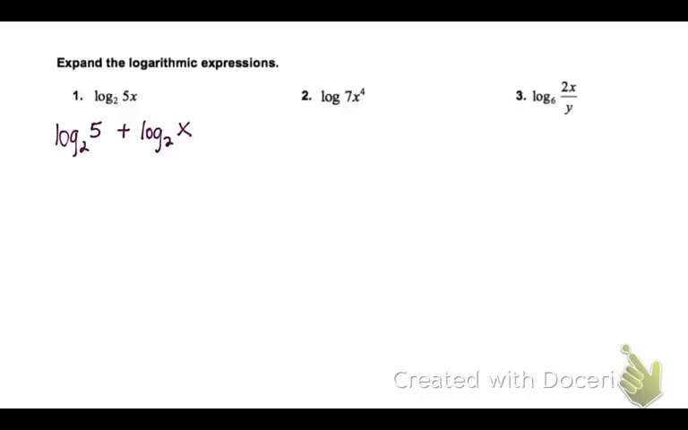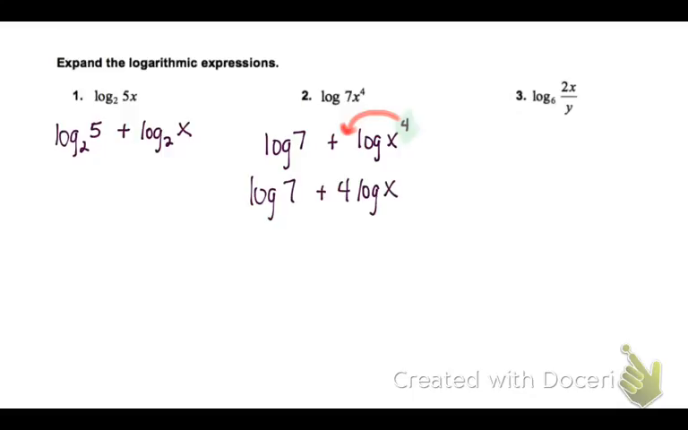Number 2, same idea to start with. I have 7 times x plus 4, so I'm going to do log of 7 plus log of x to the 4th. Now, I do have an exponent here, so I need to take care of that. It's going to come out front, so keep log 7 plus 4 log of x, and now we're done.